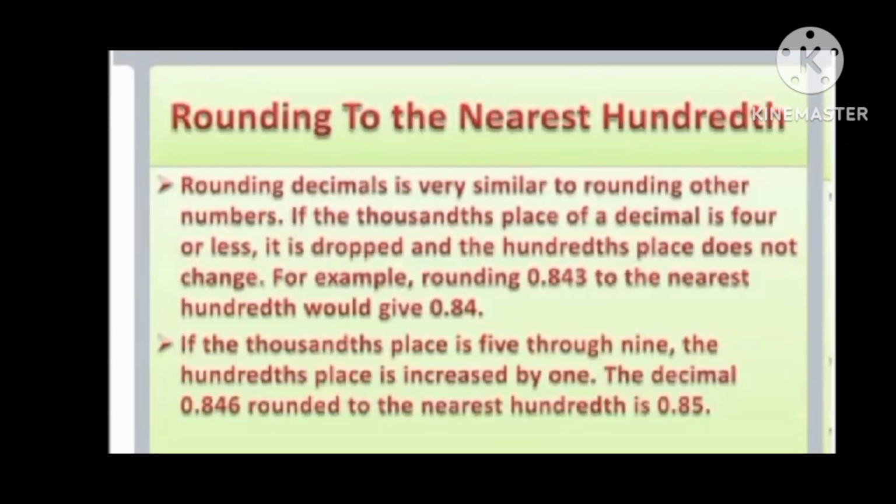Rounding to the nearest hundredth. Rounding decimals is very similar to rounding other numbers. If the thousandths place of the decimal is 4 or less, it is dropped and the hundredths place does not change. For example, rounding 0.843 to the nearest hundredth would give 0.84. If the thousandths place is 5 through 9, the hundredths place is increased by 1. The decimal 0.846 rounded to the nearest hundredth is 0.85.